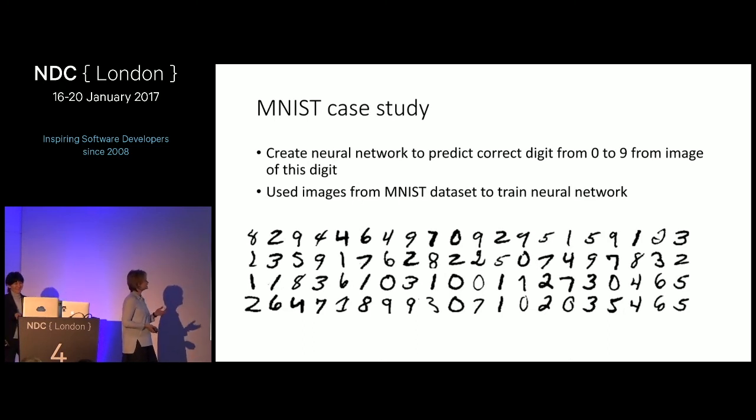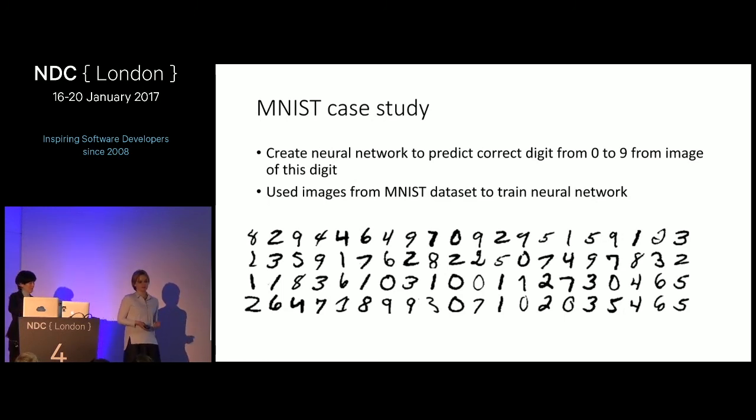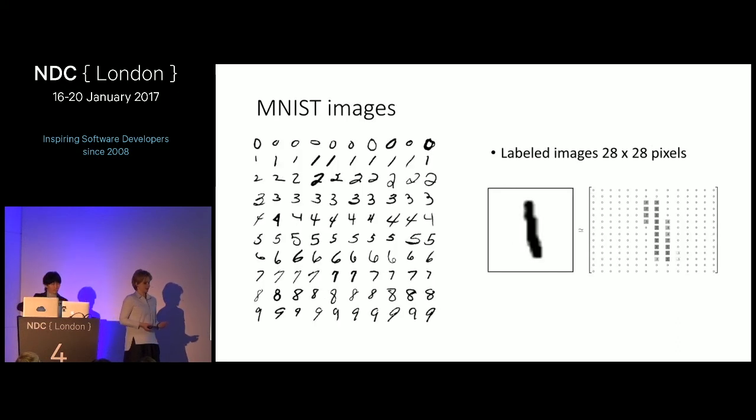So MNIST is a database of images that represent handwritten digits. And our goal is to create a neural network to predict the correct digit from 0 to 9 from the image of that digit. So we see the image of the handwritten digit, and we want the network to tell us what digit it is. And that is an example of what these digits look like. For example, this is 8, and then a whole bunch of 8s, a whole bunch of 9s, because people have different handwriting and they write it differently.